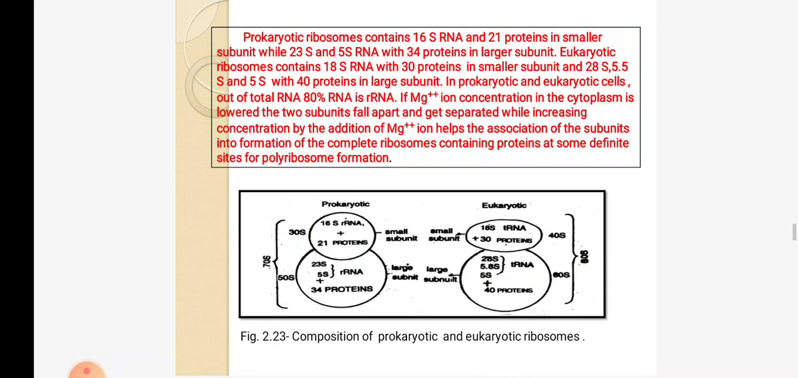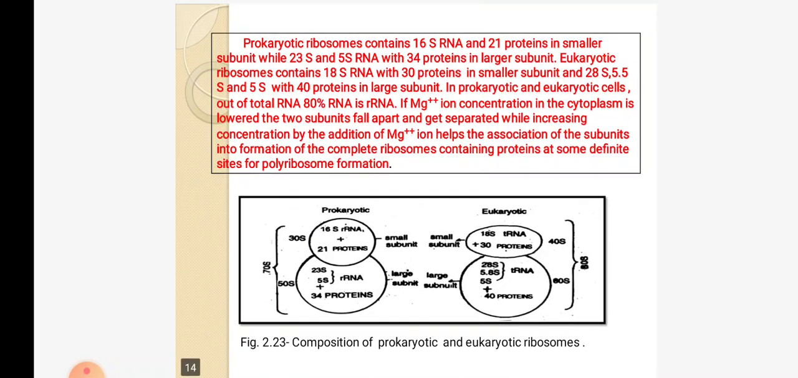This figure represents the composition of prokaryotic and eukaryotic ribosomes. It shows the different types of rRNA and proteins in prokaryotic and eukaryotic ribosomes.